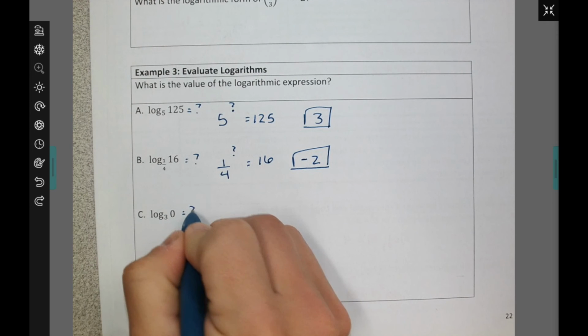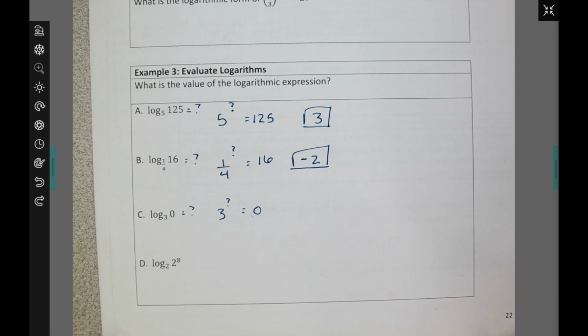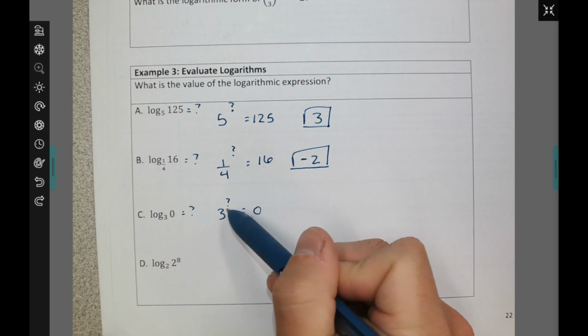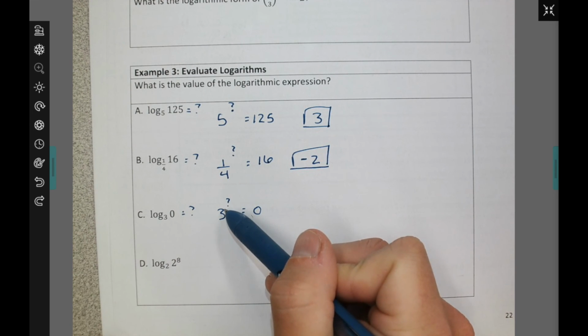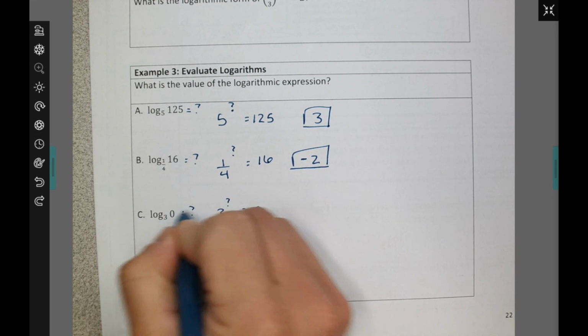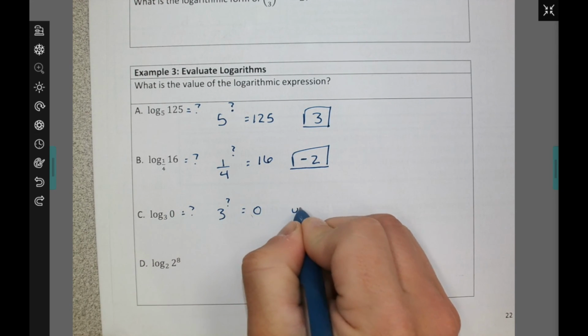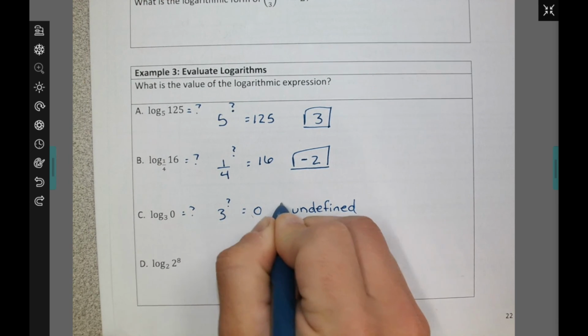This one, I got 3 to what power is going to give me 0? We realize I can't raise it to any power. Okay, if I raise 3 to the 0 power, it's going to give me 1. If I go negatives, it gives me a fraction. If I give whole numbers, it just gets bigger. So any log of 0, we're going to say is undefined. Like it just can't be done. Okay, so we got undefined.